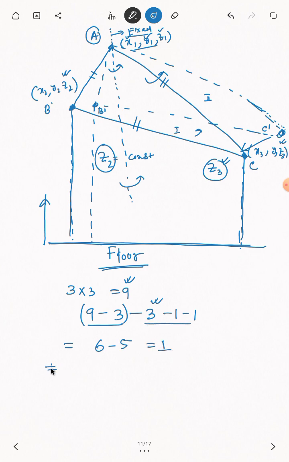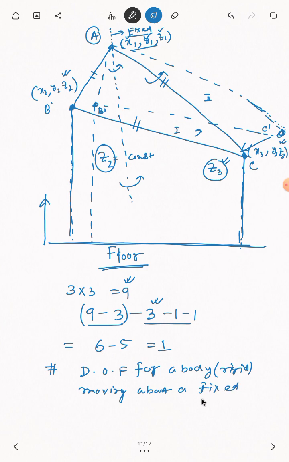So that is the very important result we have finally arrived at. We got a very important result. That result is that the DOF for a body, obviously a rigid body, moving about a fixed axis will always be 1. We hope that all of you have understood this configuration.